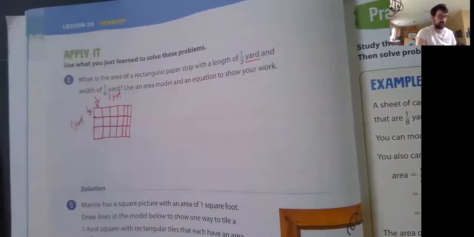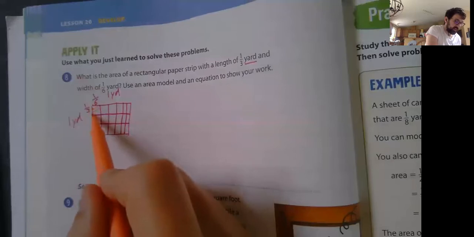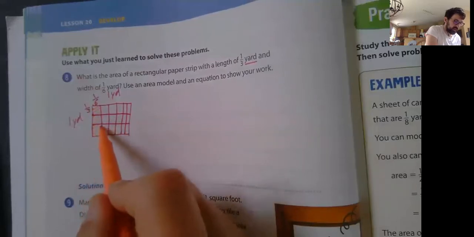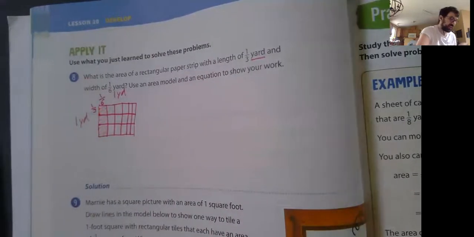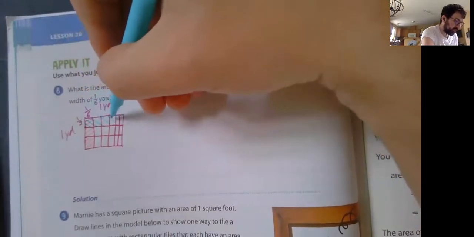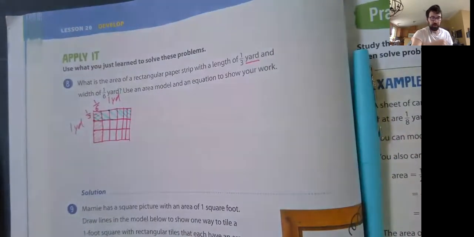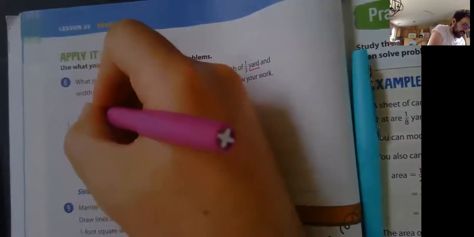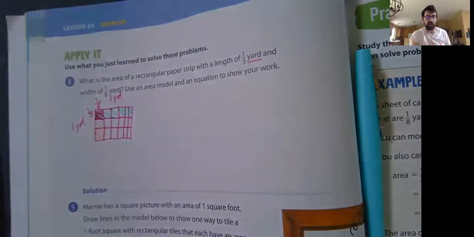So the idea is that this area here is 1/6 of a yard. That whole column is 1/6 of a yard. This area here is 1/3 of a yard. Okay, and so this overlapped area in here, where they overlap, that is my value of 1/3 of 1/6, right?